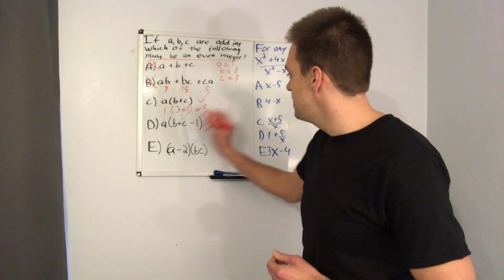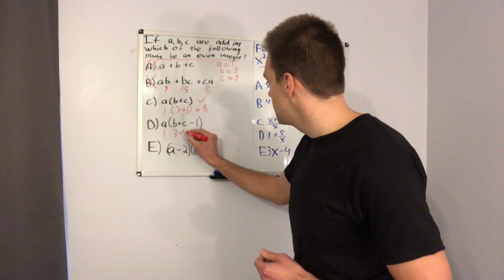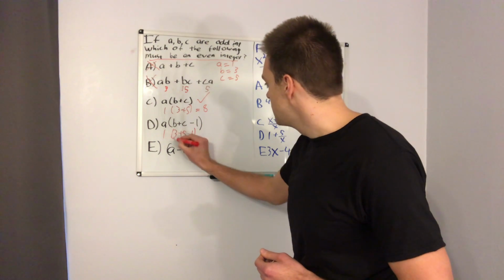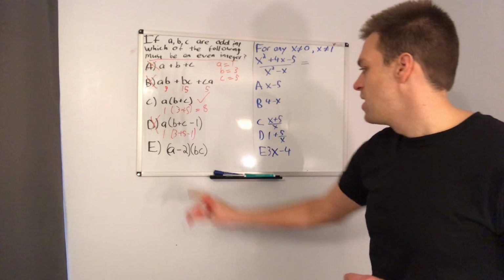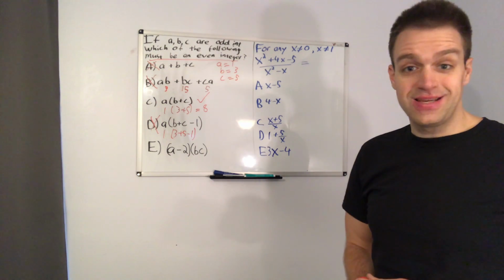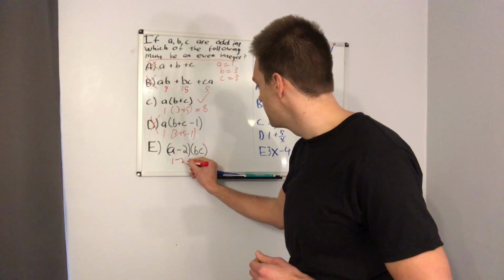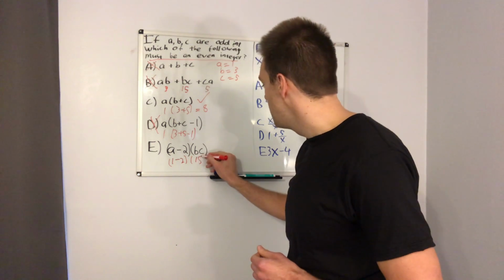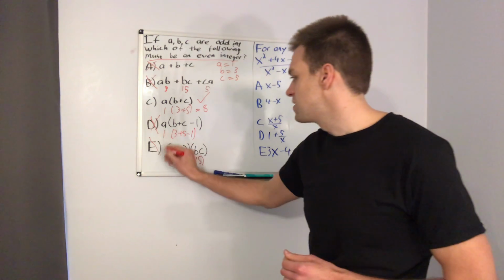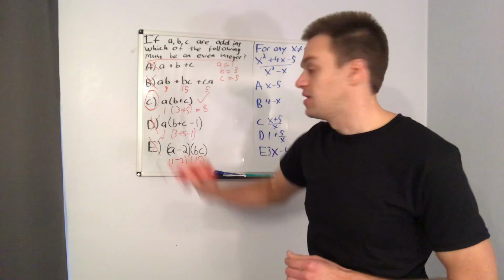For answer choice D, we have a is 1, b plus c minus 1 is 3 plus 5 minus 1. So we have 1 times 7, and that's an odd integer. And then finally, for answer choice E, we have a minus 2, which is 1 minus 2, which gives us negative 1, times bc, which would be 15. That gives us negative 15, which is an odd integer. And so we know that E is wrong and answer choice C is correct.